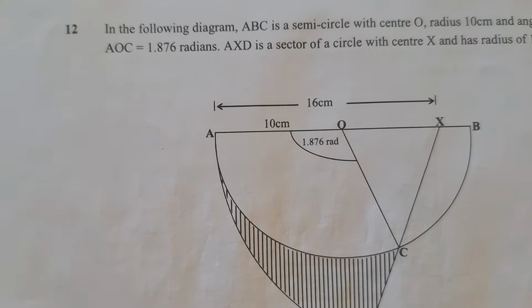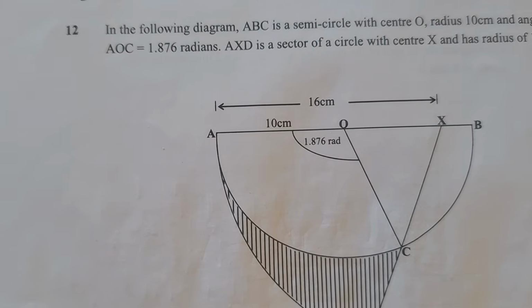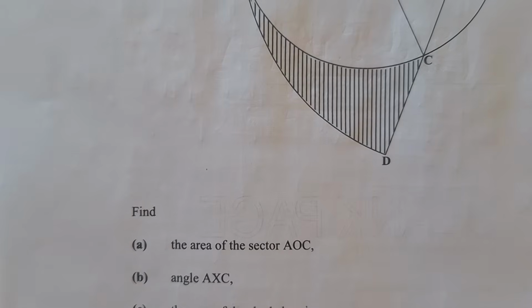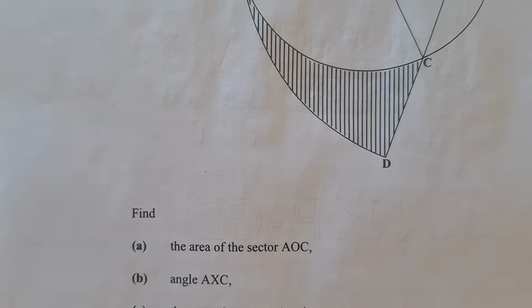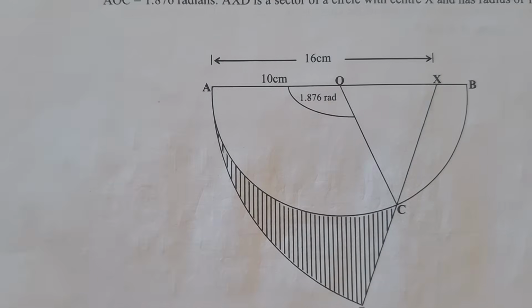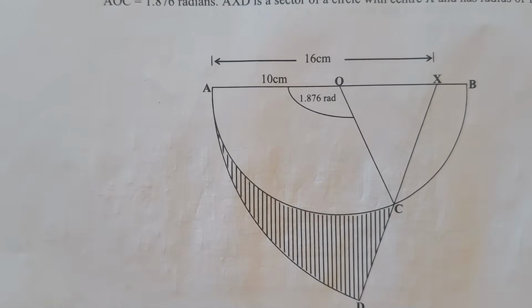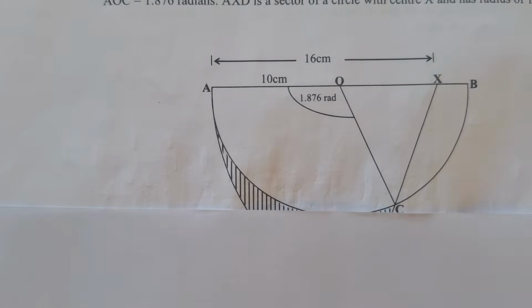For question B, they are saying calculate angle AXC. I want you to see the question. Calculate angle AXC. So A is right here, X, C. This is the angle that we are looking for. There are so many ideas that you can use to calculate this, but let me show you this.